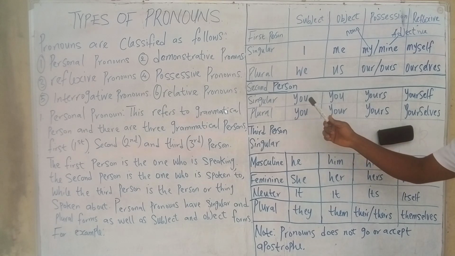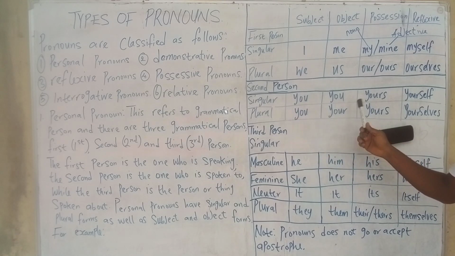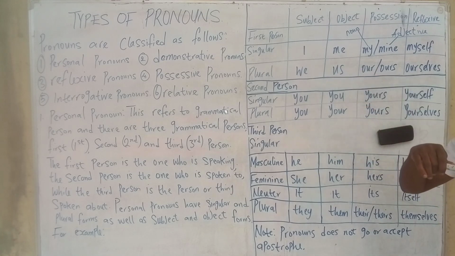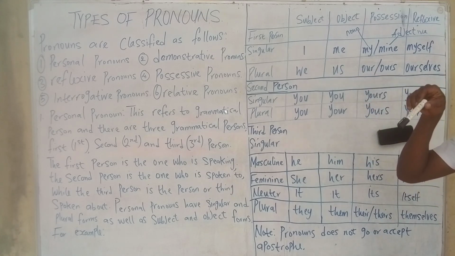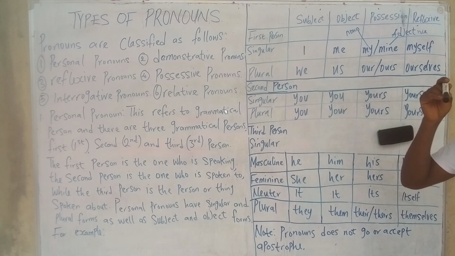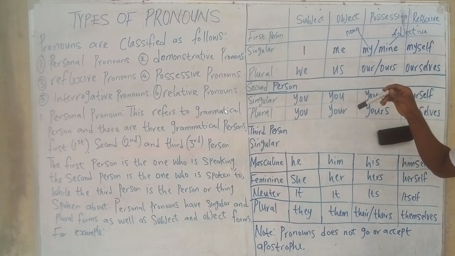In the plural, you still have you, but in possession, you have your. Because you can say that car is your car. So the car is what? Object. Therefore, it becomes what? Your. Then when you are claiming it, it turns to what? Yours.